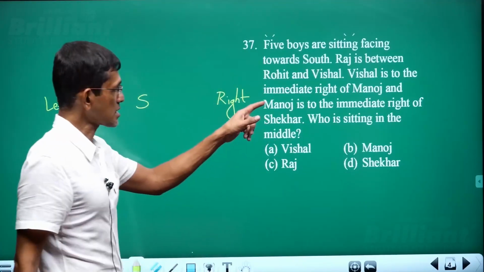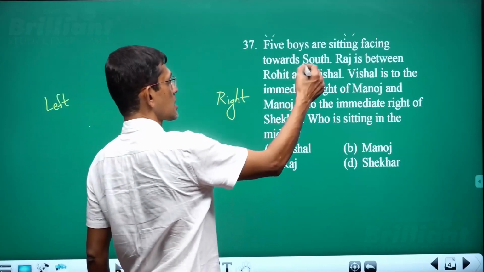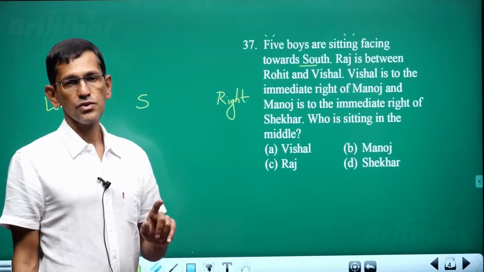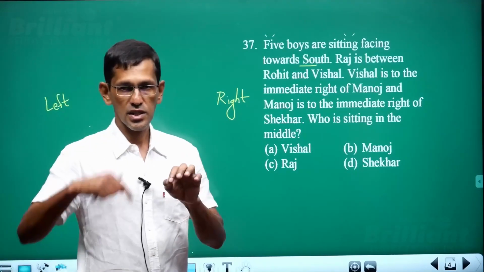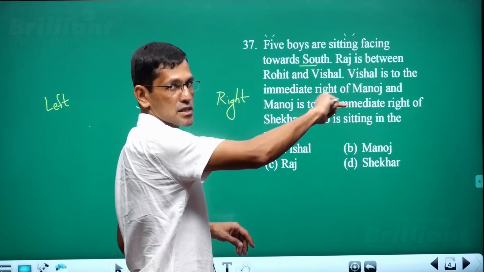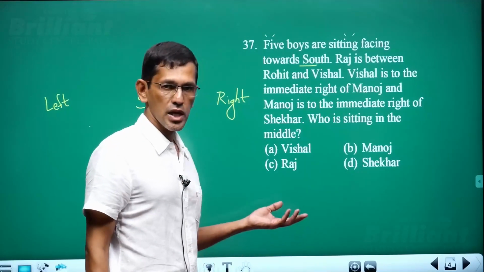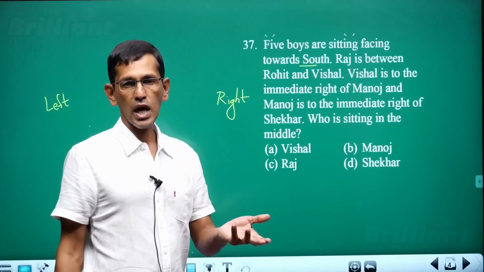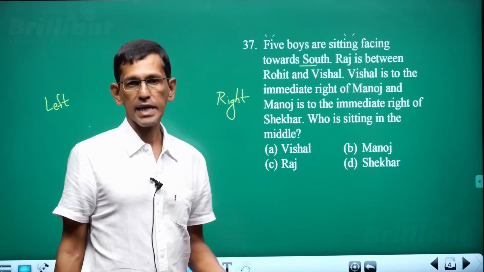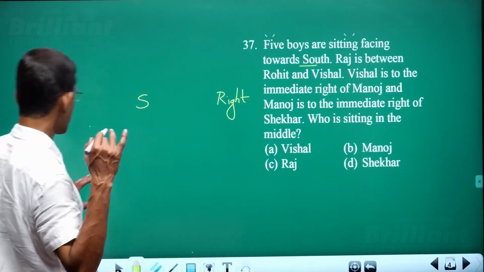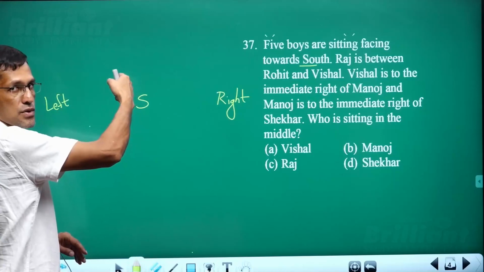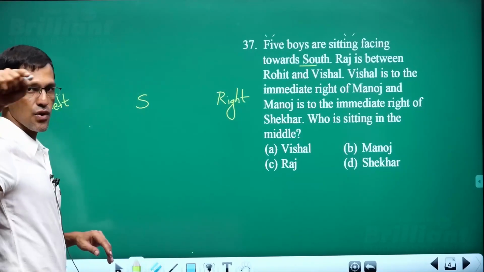However, it is given that they are all facing south. In this case, if it's a direction sense question, we need to have standard directions. South is always this way, north is always this way, east this side. But for this case, we don't need to go that way. We can have directions the way we like. So in this case, all of them are facing that direction, so we take that as south. So that's south, this is north.